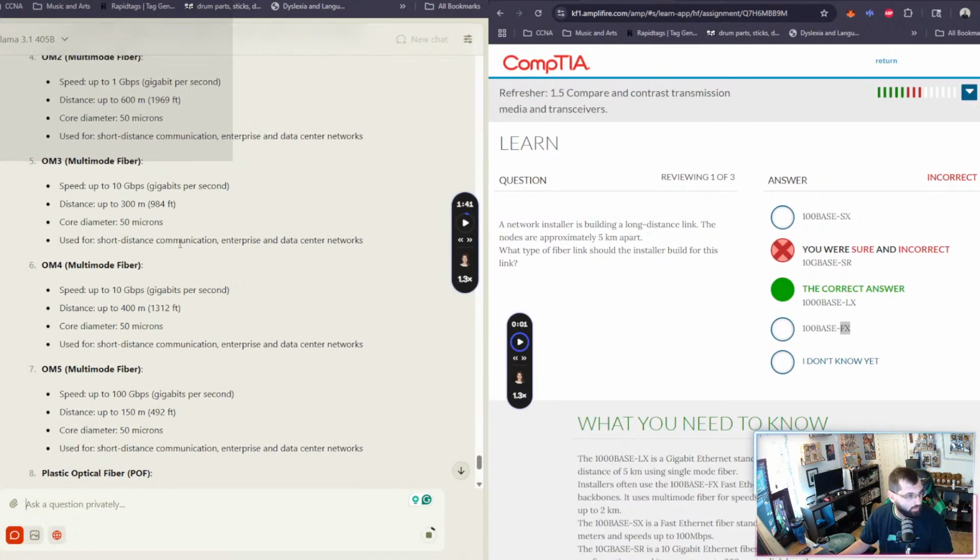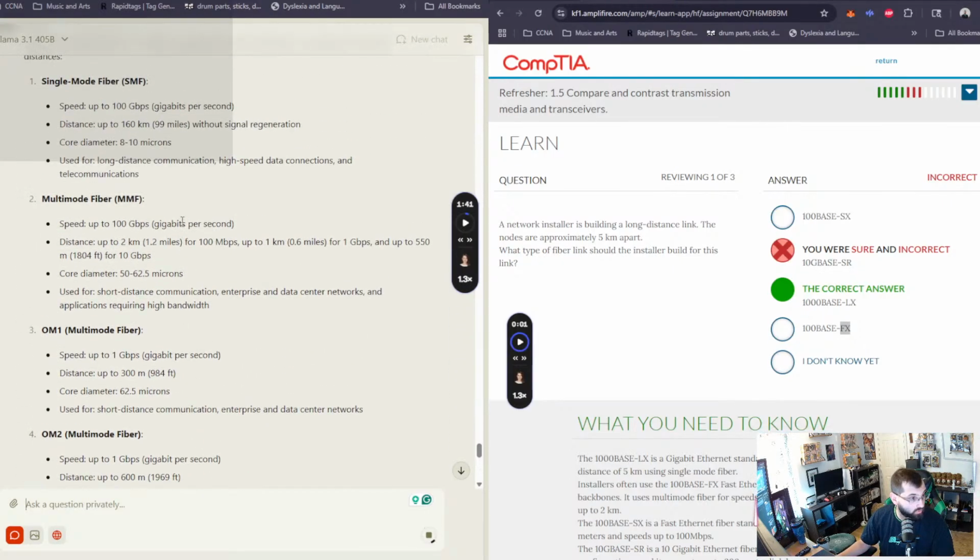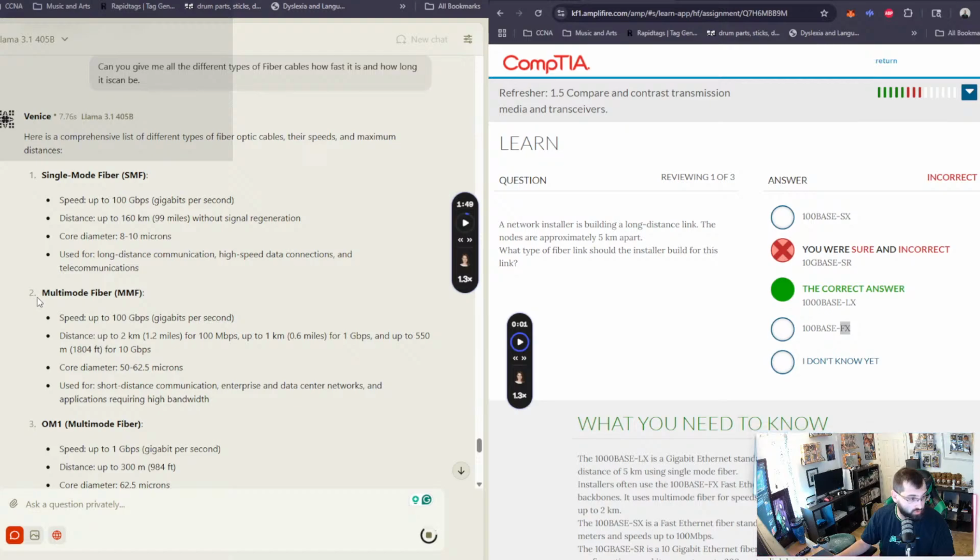So there's different types of fiber, which I knew, but I didn't know that there's all these. So we have single mode and multi-mode, which is really what the Network Plus covers. Speeds up to 100 gigs, 99 miles. Jesus Christ. Core diameter. Okay. 100 gigs. Up to 2 kilometers. Distance up to 2 kilometers for 100 megs.